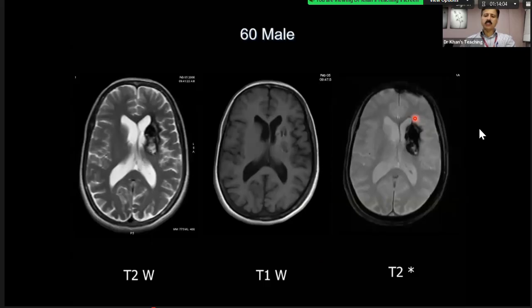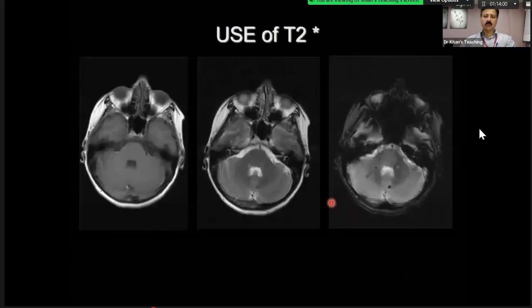Now, if you see, this is a T2 star sequence, and what is a T2 star sequence? This is a susceptibility weighted sequence. The physics is different. Previously we used to do a T2 star sequence. Now we do what we call an SWI also. It all depends on which scanner you are using.